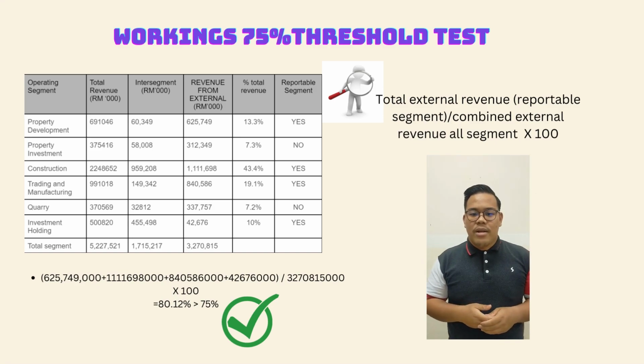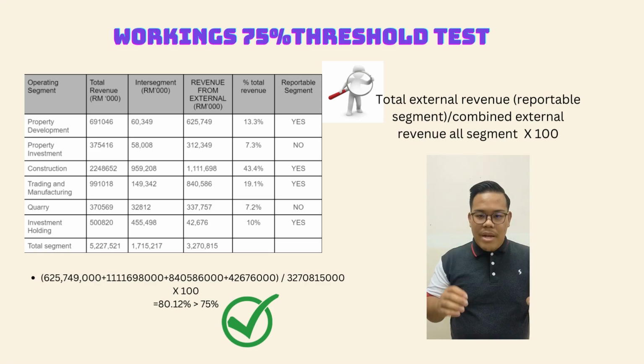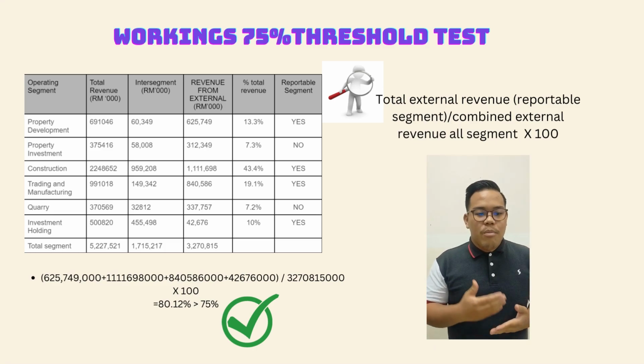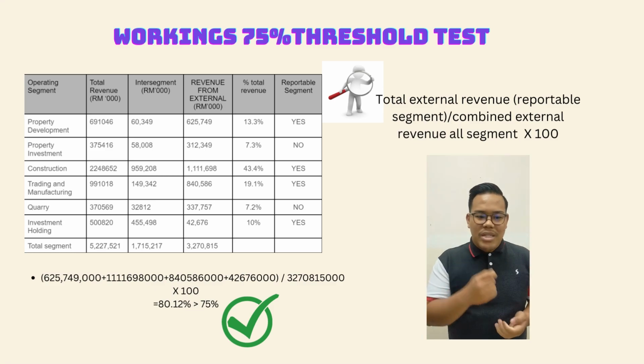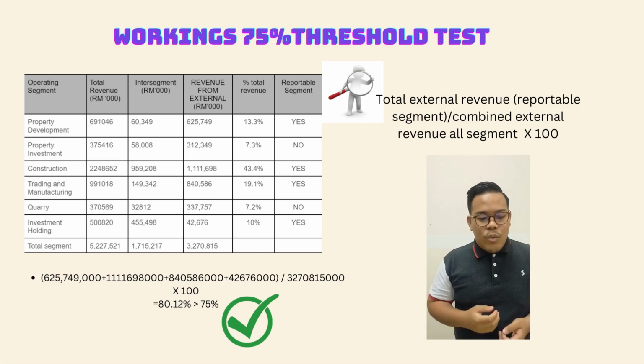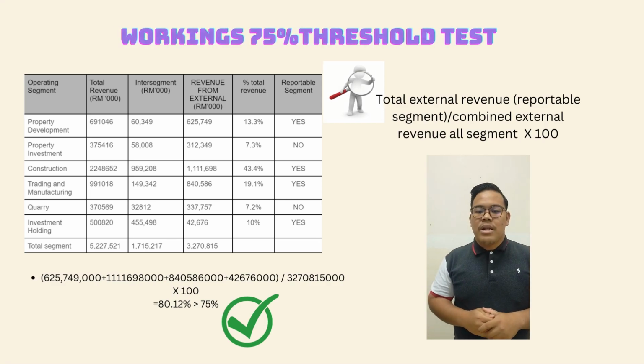So how do we calculate? The formula is total external revenue of reportable segments divided by combined external revenue of all segments, multiplied by 100. When we calculate the amount, we get 80.12%, which means it meets the requirement and is greater than 75%. So since Sunway Berhad meets the 75% threshold, the reportable segments will remain the same and there is no need to identify additional reportable segments.